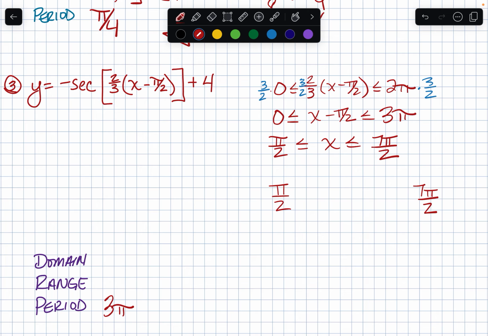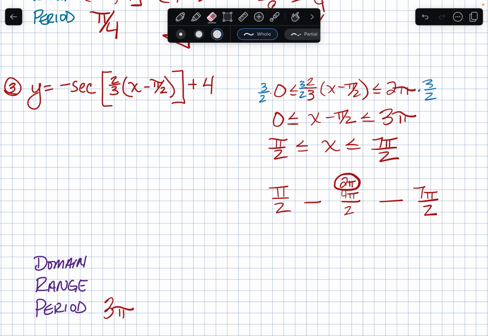So what's in the middle of 1 pi over 2 and 7 pi over 2? Well, that would be 4 pi over 2. Hey, that's just 2 pi. Now I'm going to put 2 pi up here and circle it because I'm going to get it out of the way for my next part.